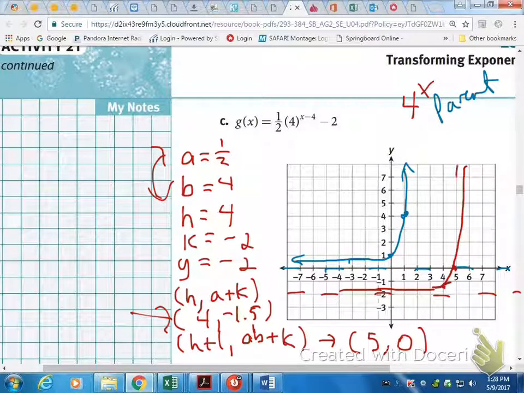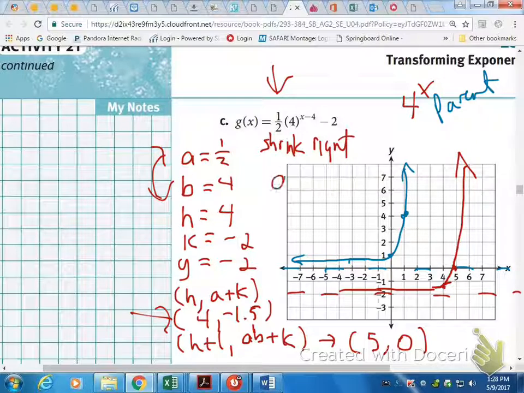He's going to look like this. Okay, so let's describe what happened. What does the half do? Shrink. What does the h do? Right 4. And the negative 2? Down 2. So we went right 4.